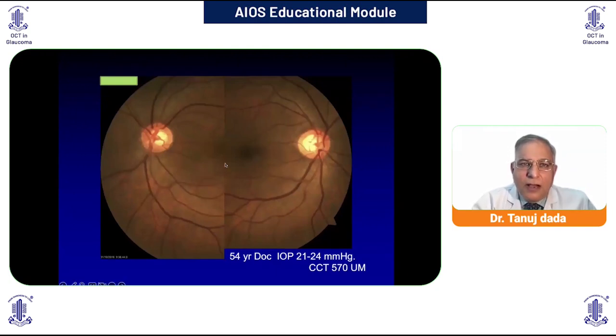This is a doctor from our institute, referred as glaucoma, because what we are used to is the cup disc ratio. So the cup disc ratio is enlarged. So doctor, I think you have glaucoma. And again, slightly high IOPs were there, but CCT was high.